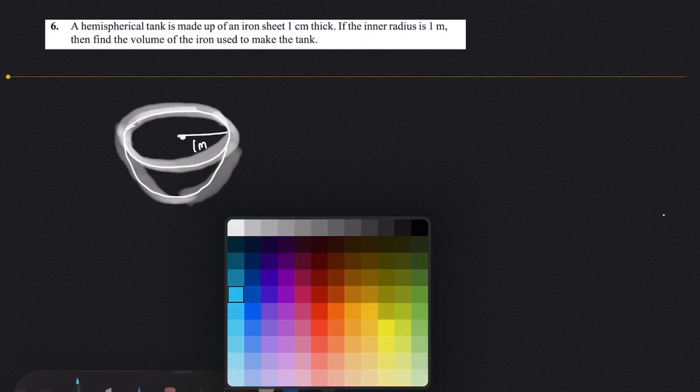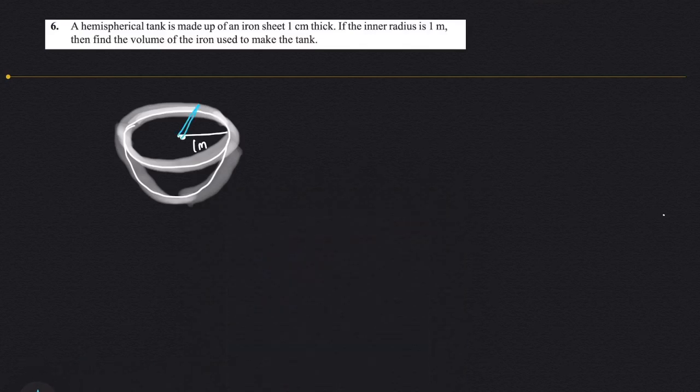So the outer radius is 1 meter plus 1 centimeter. So that means 1.01 meter. This is 1 centimeter thick.